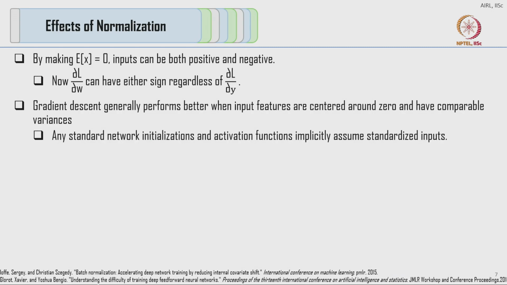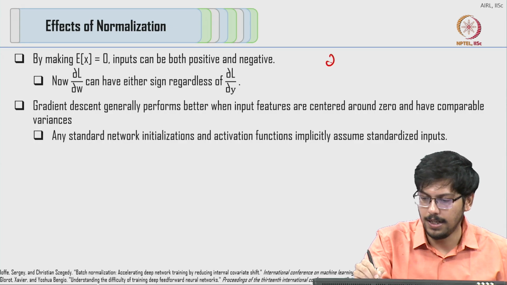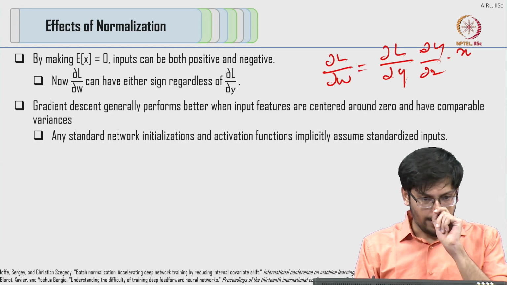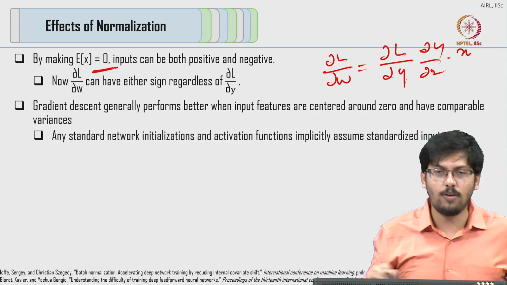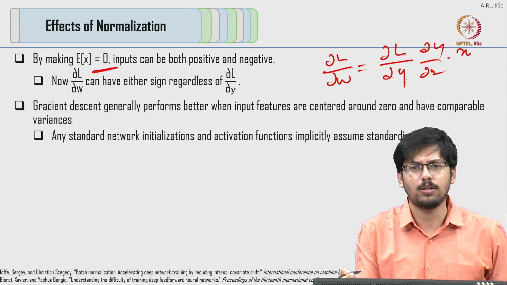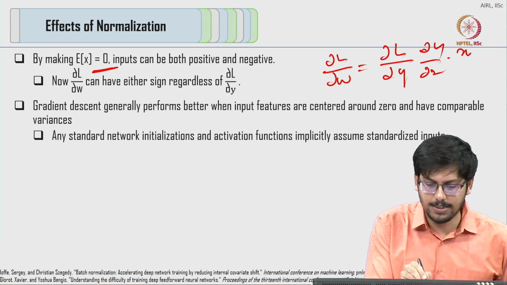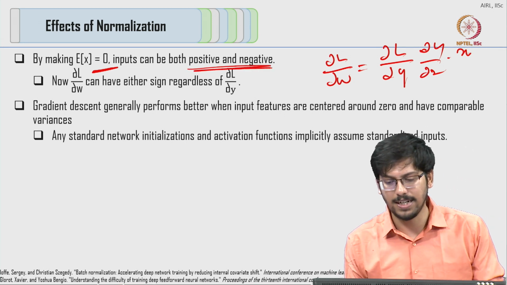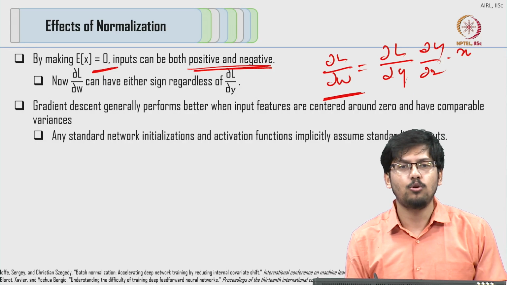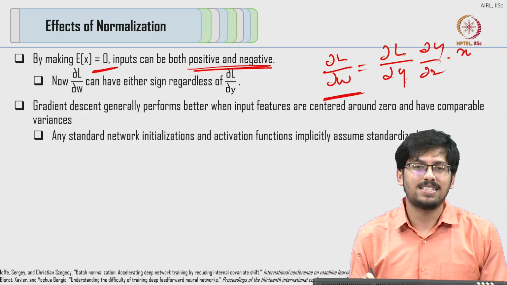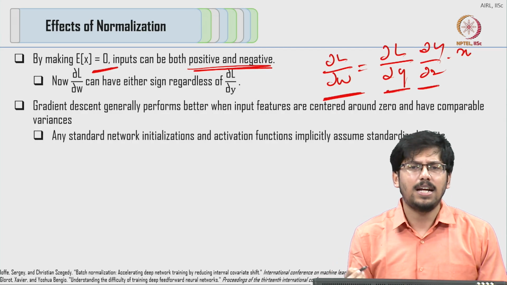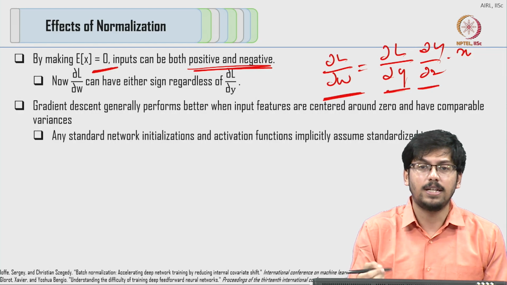Now we can write the loss, del L by del W, is proportional to X. If we make the expectation of X to be 0, meaning the average of that particular input is 0, so sometimes the input is positive, sometimes the input is negative, then del L by del W has the flexibility to change sign regardless of the error or the activation function. That's a better way to learn, because your gradients are not always positive.